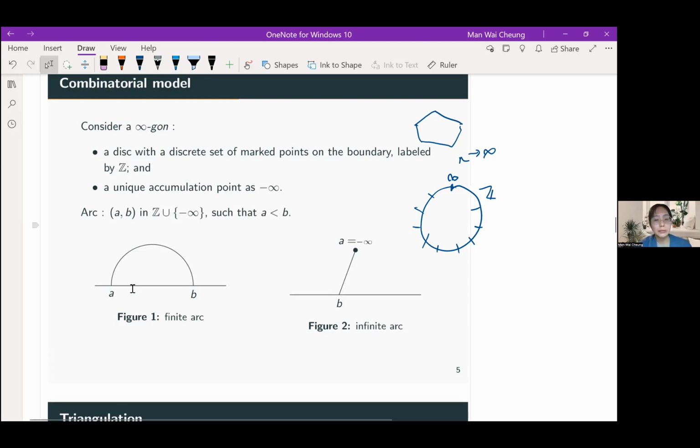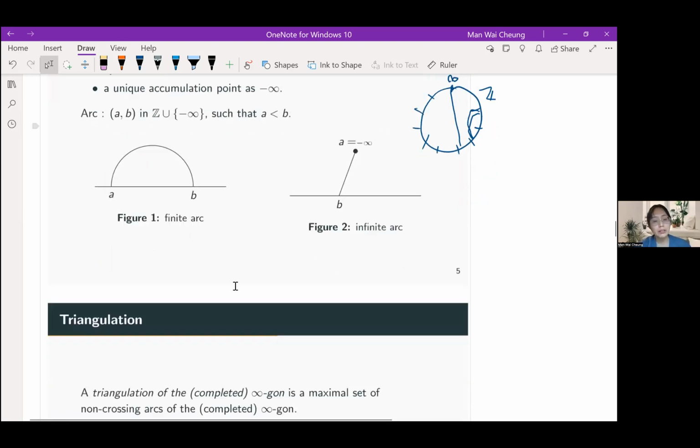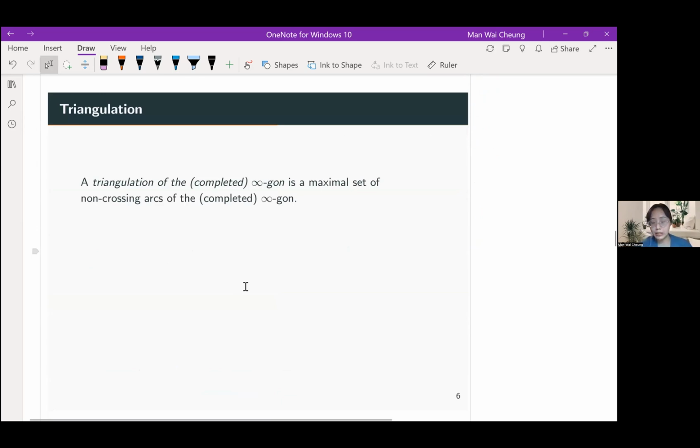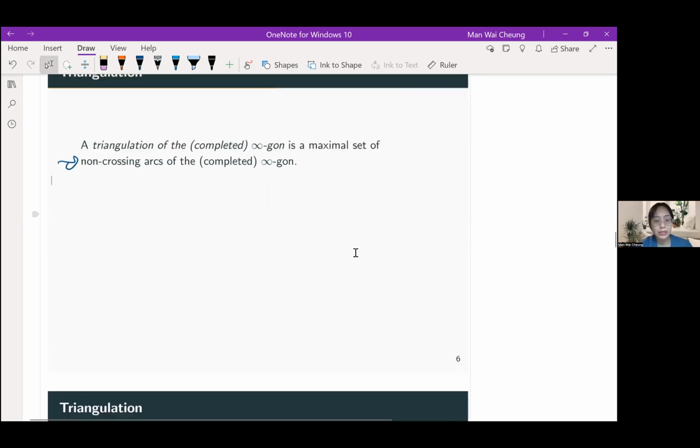And then we have the arc in this infinity-gon, which is either something like this or an arc that joins the infinity, which we call finite arc and infinite arc. And then again, we begin by thinking about the triangulation of the (n+3)-gon. So we can similarly think about the triangulation of this completed infinity-gon, which, as we might have imagined, is the maximal set of non-crossing arcs of this infinity-gon.